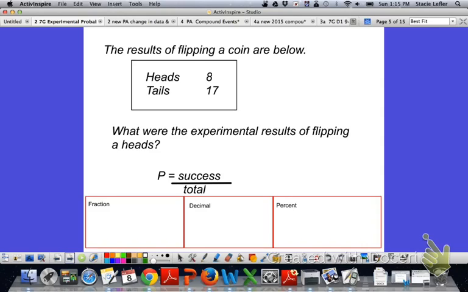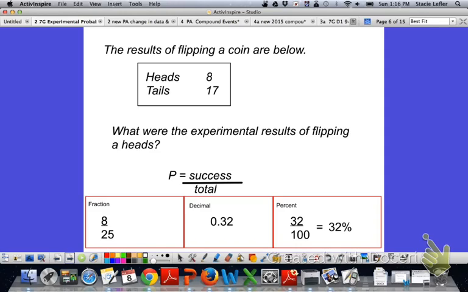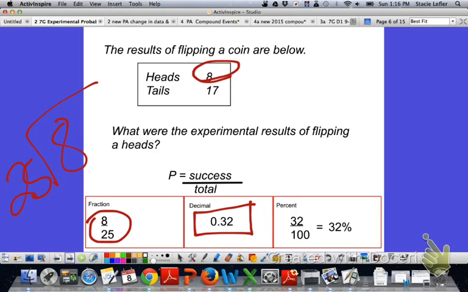So here we have the results of flipping a coin. Landed on heads 8 times and on tails 17 times. What were the experimental results of flipping a heads? Remember, to find probability, it's success over total. So we had success of 8 times of getting a heads. So that would be 8 out of 25 times. You divide the numerator and the denominator, so 8 divided by 25, to get the decimal probability of 32 hundredths. For the percent, you can think, well, 32 hundredths means it's out of 100, which automatically makes it a percent, 32%.